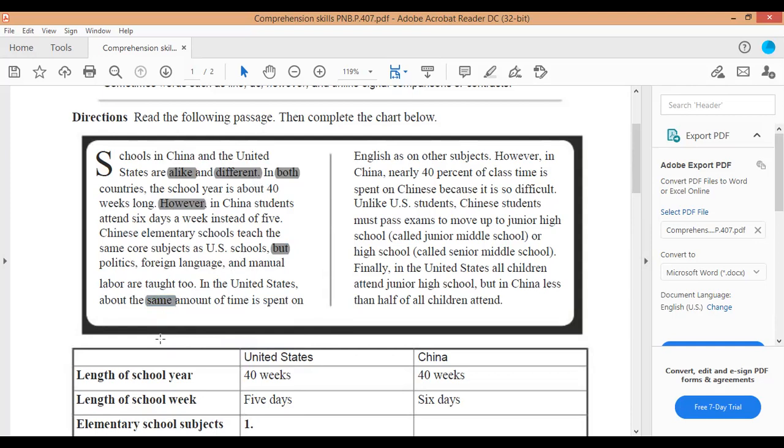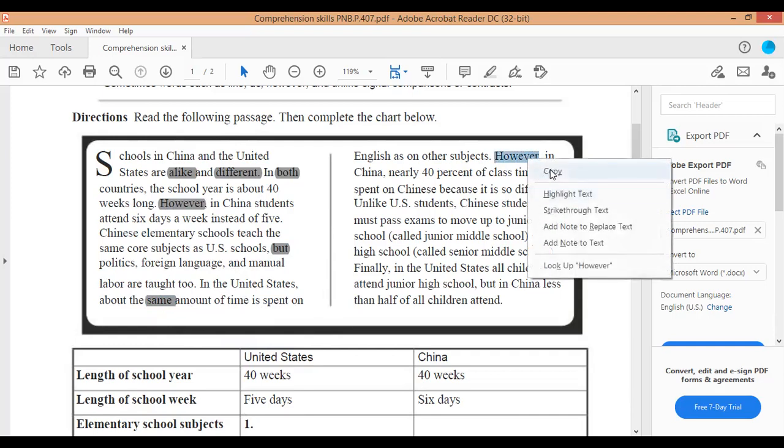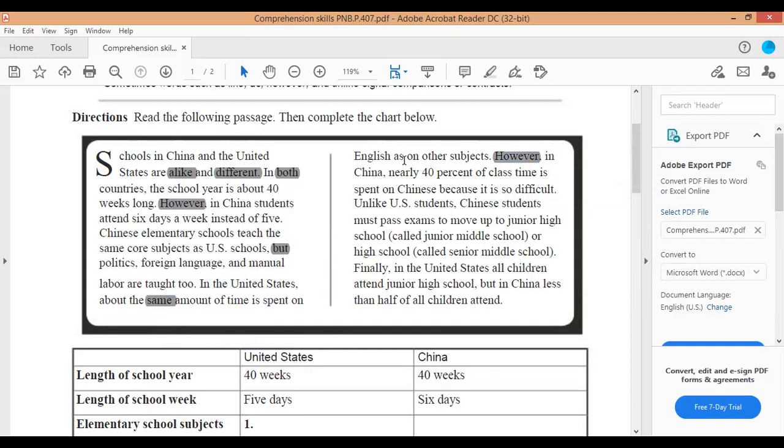Yes, the same amount of time is spent on English as on other subjects. However, yes, also here for contrast. And I like for this word that indicates similarity, and that indicates comparing and contrast. Compare and contrast. In China, nearly 40% of class time is spent on Chinese because it is so difficult.